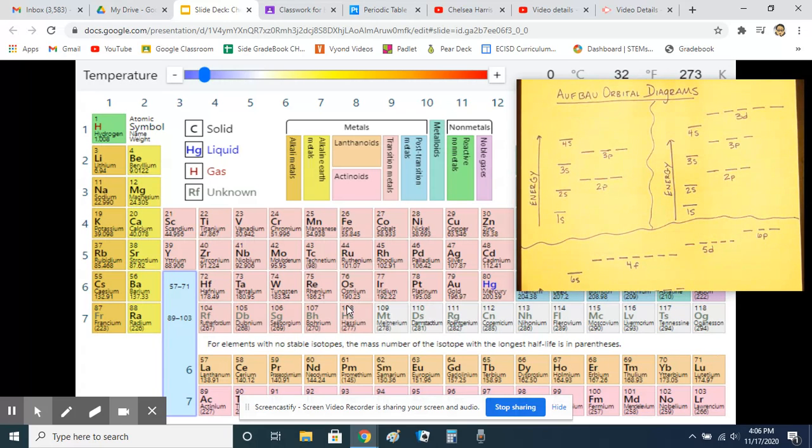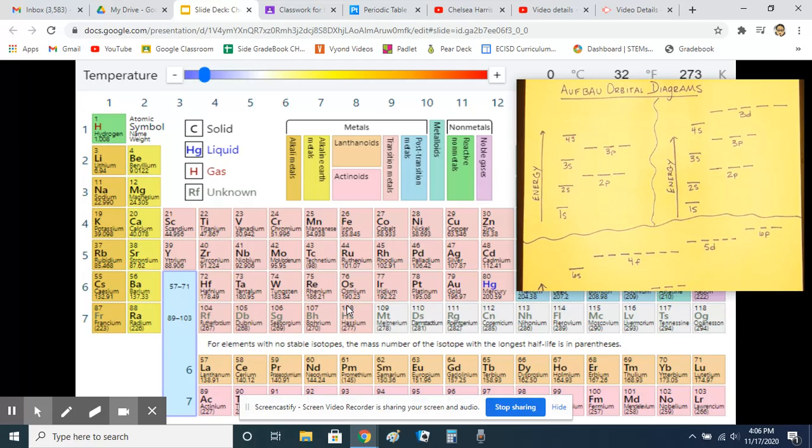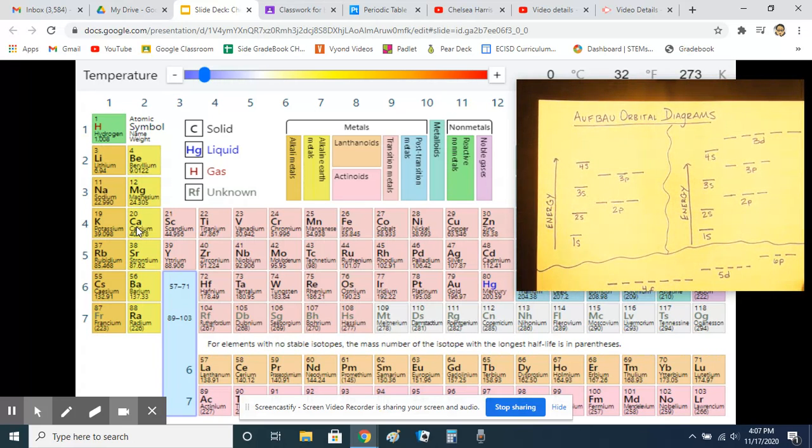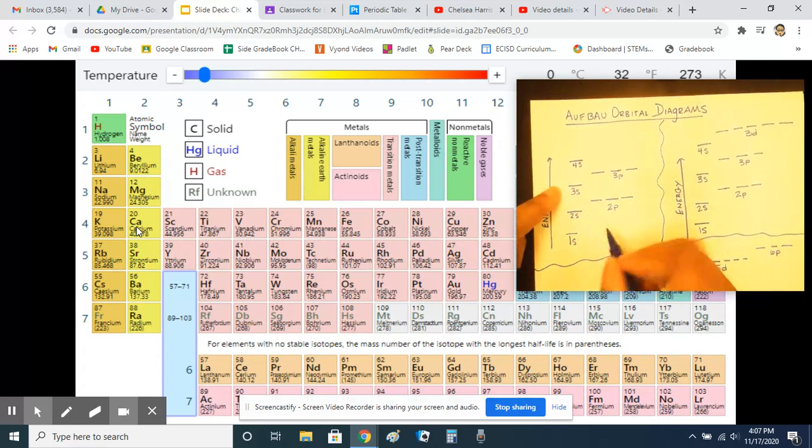So let's take a look at calcium first, which is element number 20 on the periodic table. Here it is right here in the second group. So we're going to map out the orbital diagram for the element calcium. And again, that is element number 20. So that means it has 20 electrons to be filled.